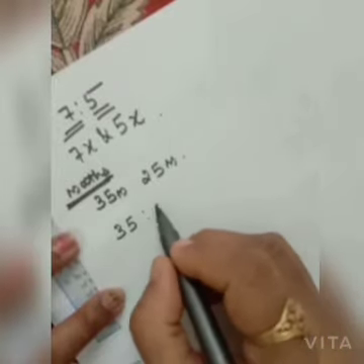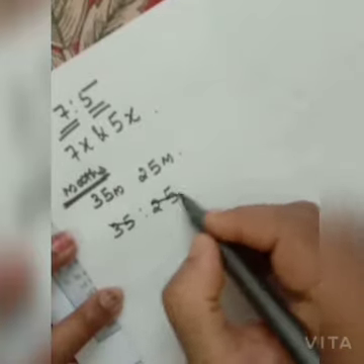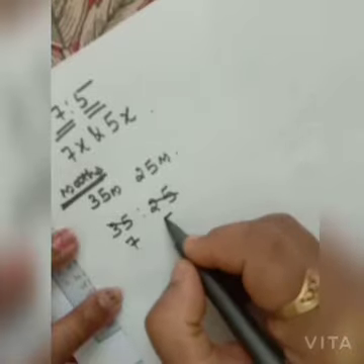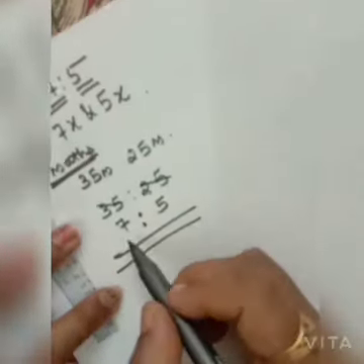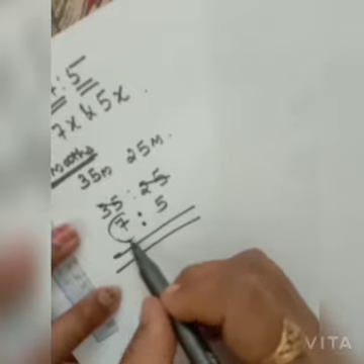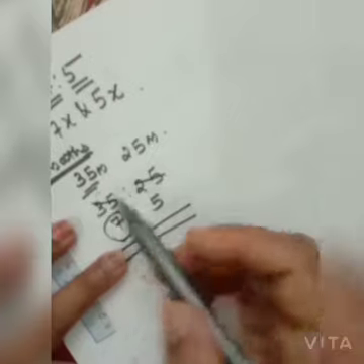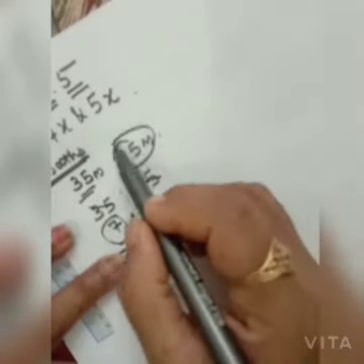35 ratio 25. What is it? You have to cut it. Simplest form you have to write. 5 table, you get 7. Here 5. 7 ratio 5 as marks. But you can't say that the first child got 7 marks. Actual mark is 35 only. Okay. The second one did not get 5 marks. Second one is 25 marks.